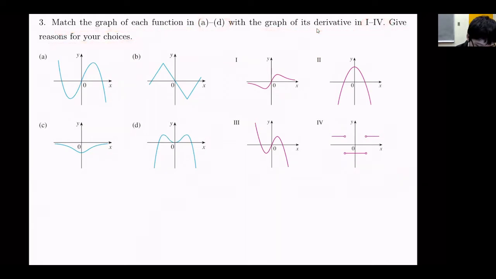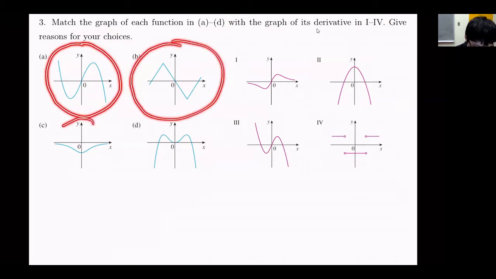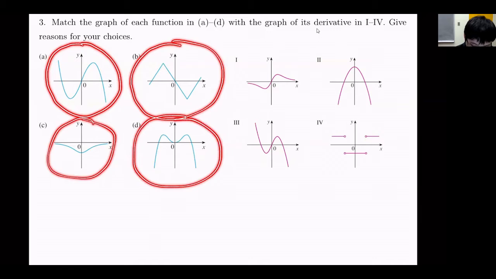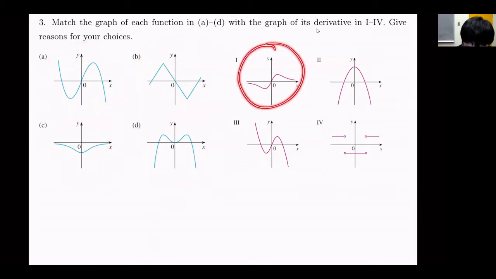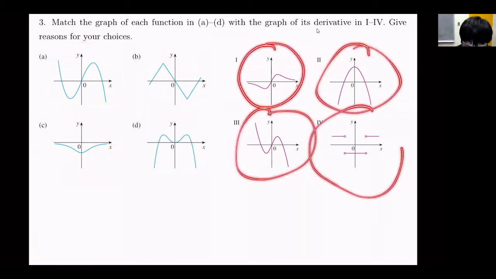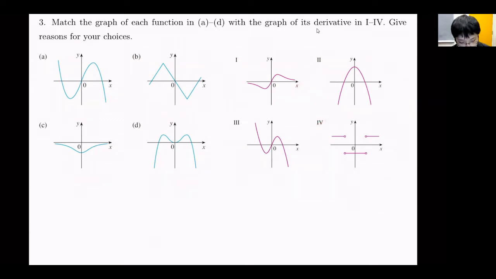All right, so the graph of A looks like this. This is graph of B, and this is graph of C, and this is graph of D. And correspondingly, graph 1, graph 2, graph 3, and graph 4, we need to match up with each graph over here. Okay, so before getting into this problem, let's just recall a few conceptual points.